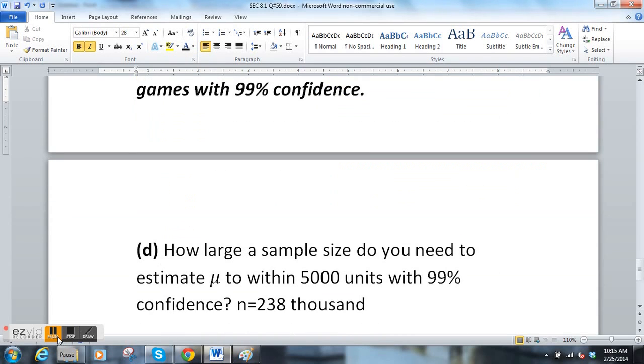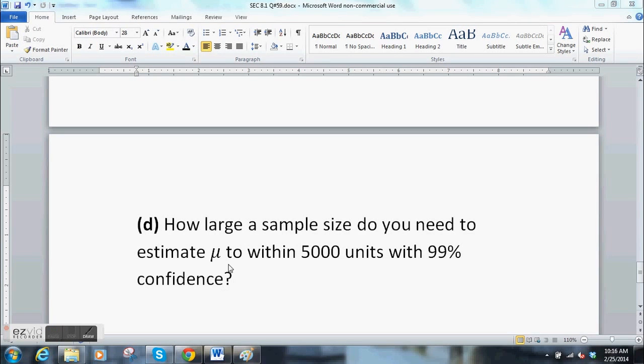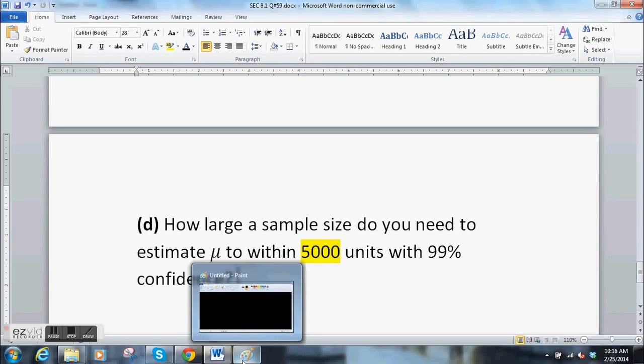Let's look at part D. D, as in delta, says how large a sample size do you need to estimate mu, the population mean number of games sold, to within 5,000 units with 99% confidence. So here's how you do it.